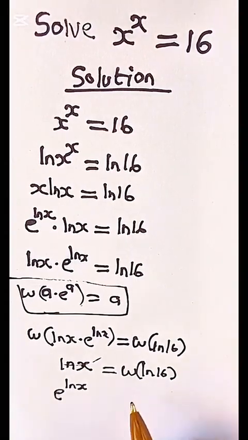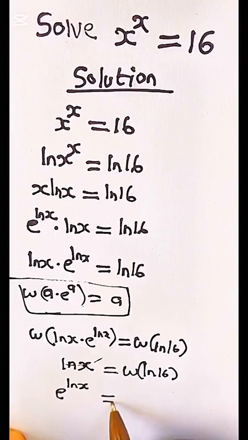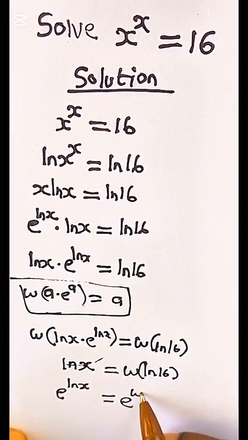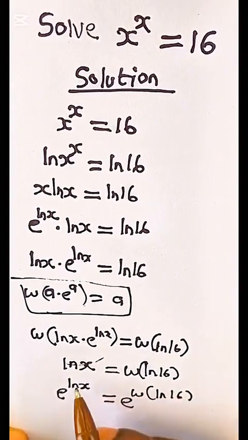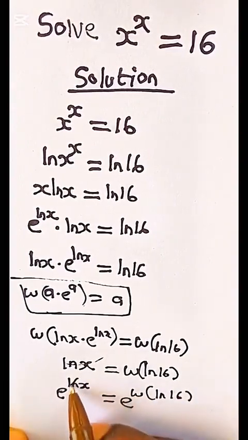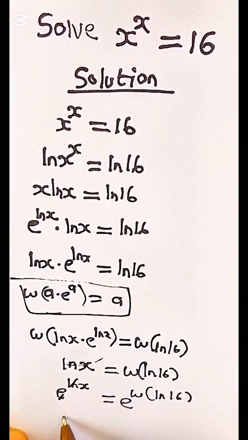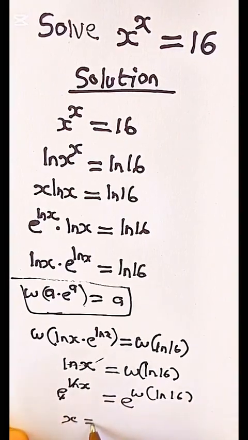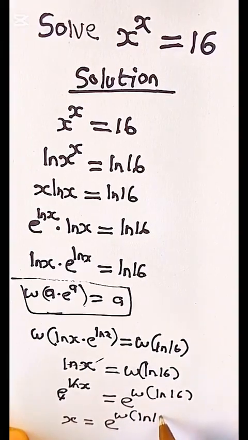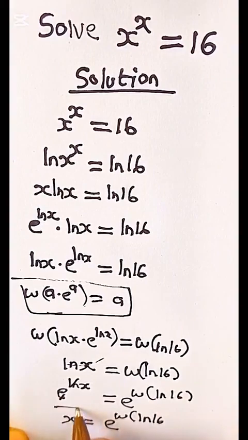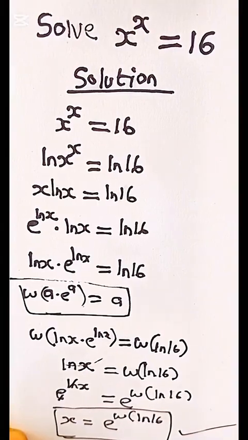So whatever you do here, you also do it here, and it will be equal to exponential of the Lambert W function of ln 16. So this one now and this will cancel out. So we now have x equals exponential of the Lambert W function of ln 16. And this is the final answer.